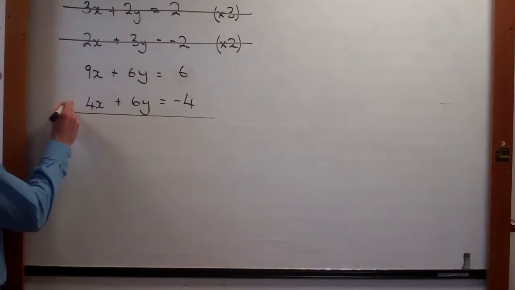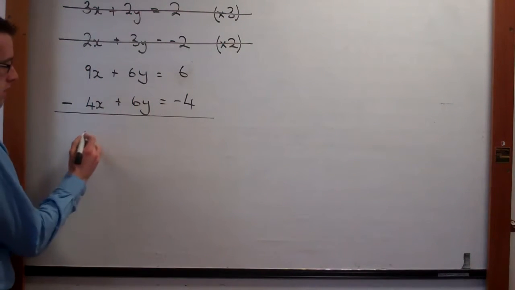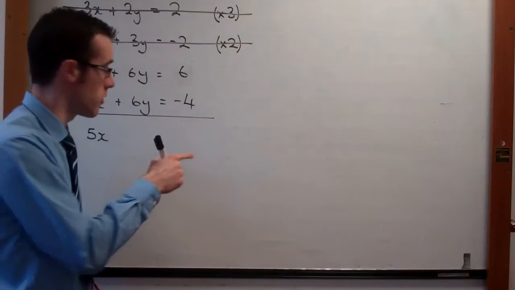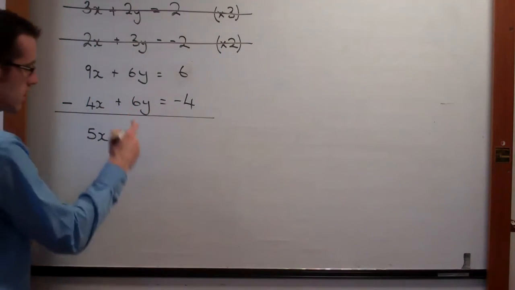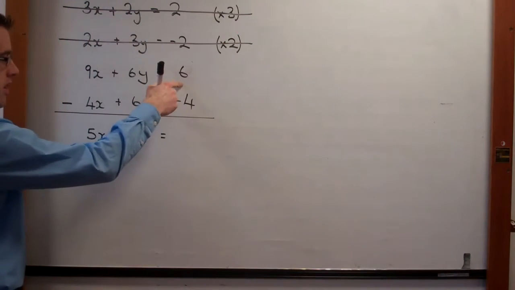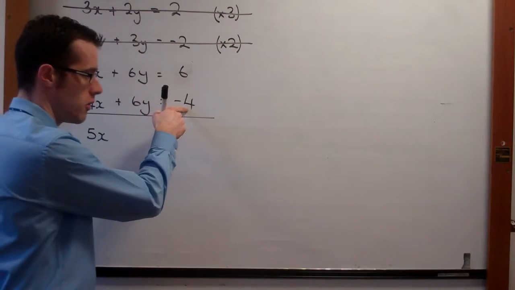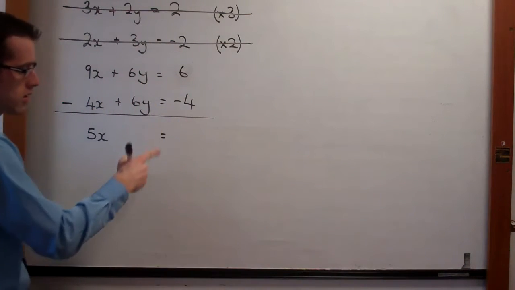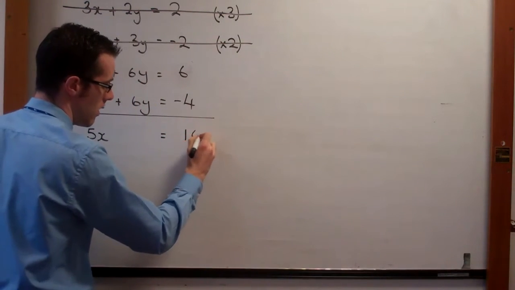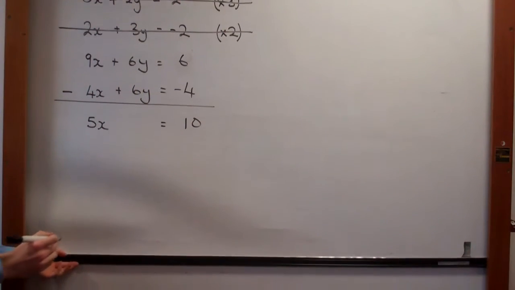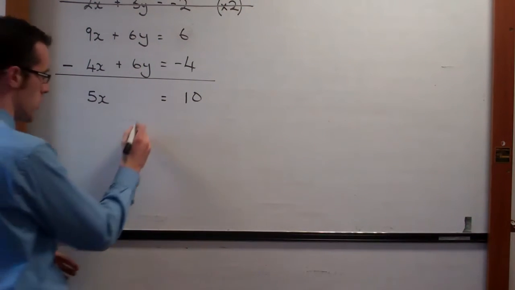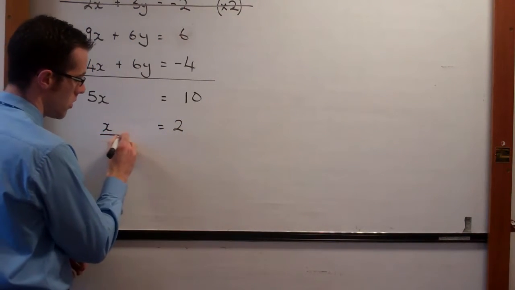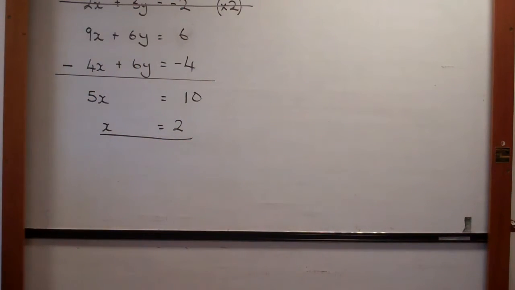So we do 9x take away 4x gives us 5x, and then we need to check this, remember, so 6y take away 6y gives us nothing, and then 6 take away negative 4. Just be careful now, 6 take away negative 4, so it's 2 negatives, that's going to give us 10. So we've got 5x equals 10, nice and simple, x equals 2. So we're halfway there. So x is 2.